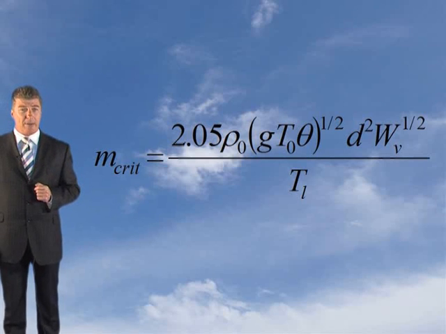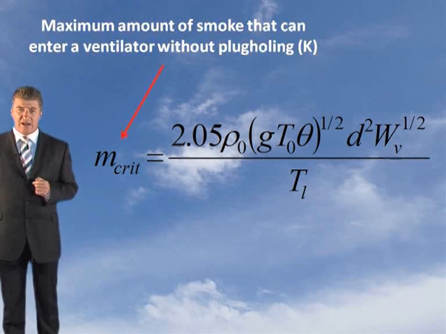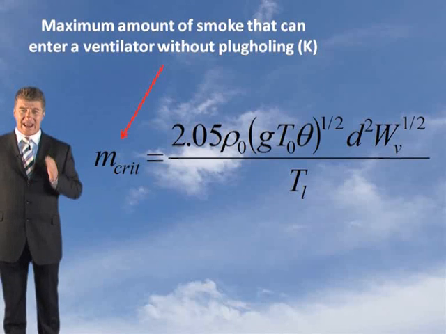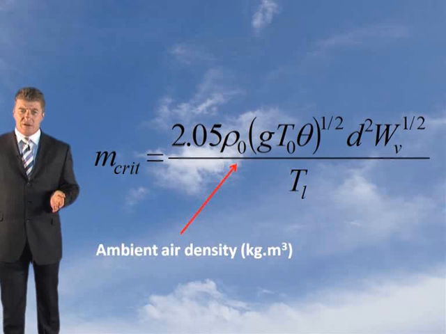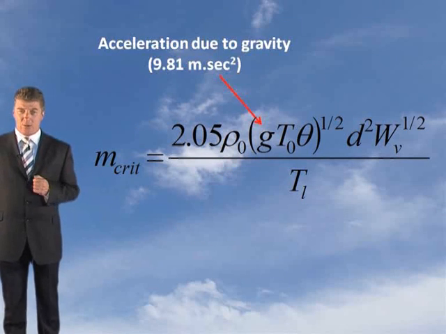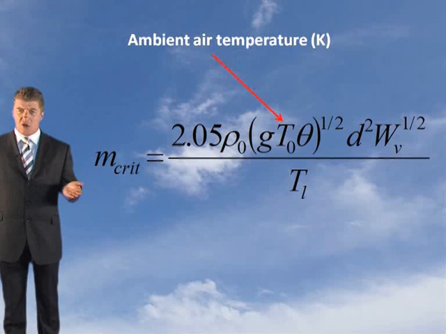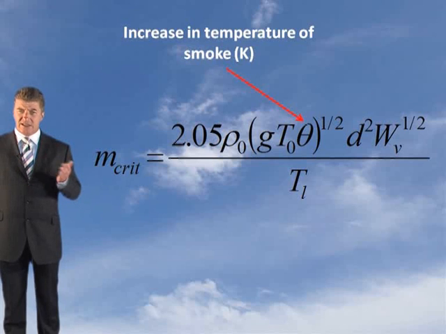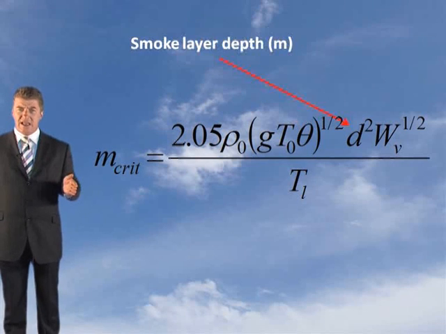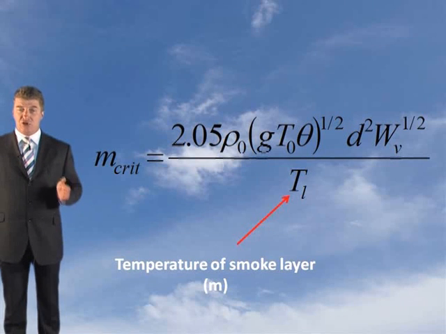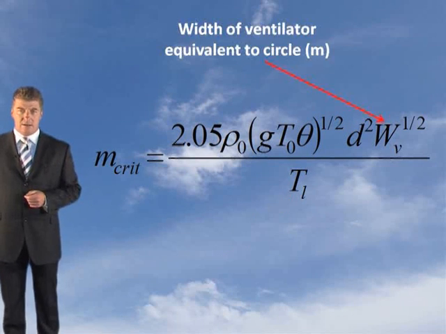the formula you should be applying, where mcrit is the maximum amount of smoke that can enter a ventilator without plug holing occurring. Rho 0 is your ambient air density. You've got your gravity, 9.81 metres a second squared. You've got T0, which is your ambient air temperature. Theta is your increase in temperature of smoke. D is your smoke layer depth. TL is the temperature of the smoke layer.